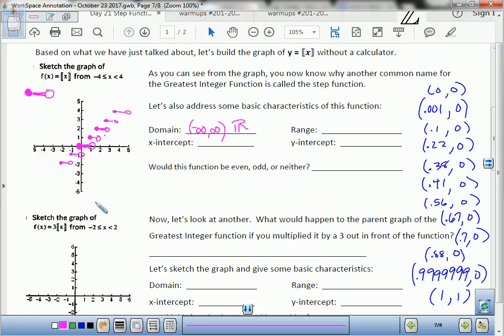Now the range. The range is what we get out. When I plug those x values in, what did I get out? I got out 0. And then I got out 1. And then I got out 2. And then I got out 3. And then I got out 4. And I got out -1. And I got out -2. All those numbers. Okay?